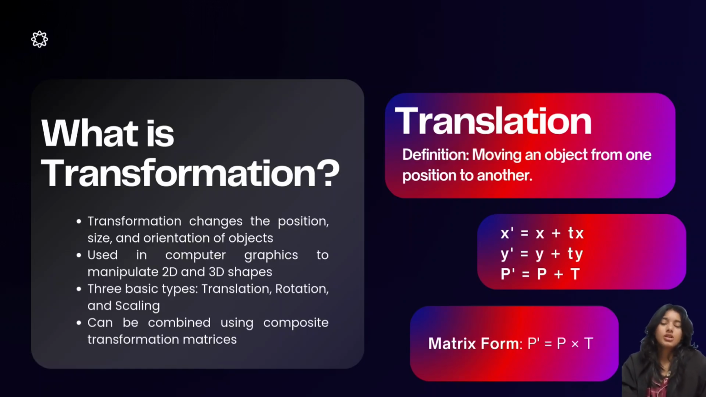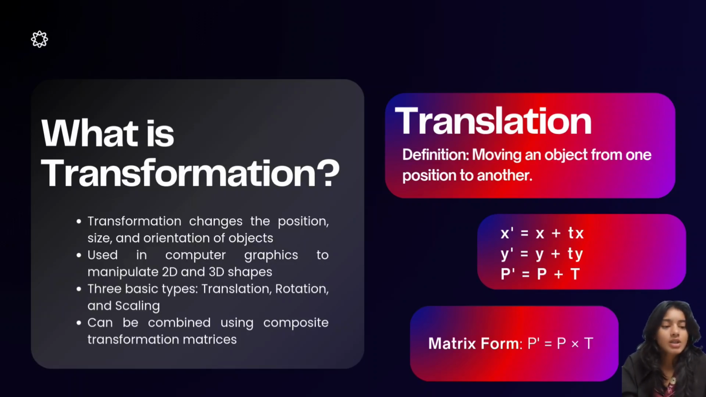Transformation is basically changes the position, size and orientation of the objects and used in computer graphics to manipulate 2D and 3D shapes. There are three basic types, which is scaling, rotation and translation, and can be combined using composite transformation matrices. So we'll come to next, translation.